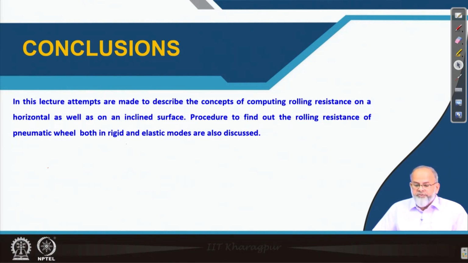Similarly, we tried to discuss the rolling resistance of a pneumatic wheel, where we discussed what is the rigid mode, how to find out rigid mode, then what is the elastic mode, and how to decide that the wheel is under elastic mode. And once you decide that, then following the equations which are given, you can find out what is the rolling resistance. So, the inflation pressure and the pressure due to carcass stiffness which gives minimum rolling resistance has to be recommended for using in the tractor. Thank you.